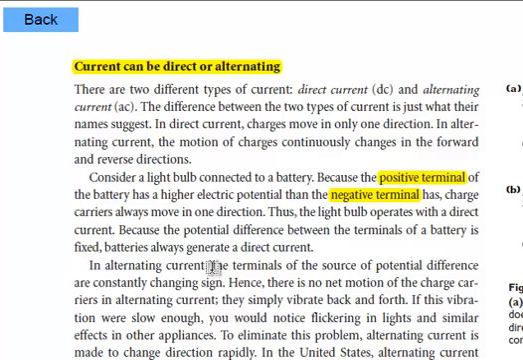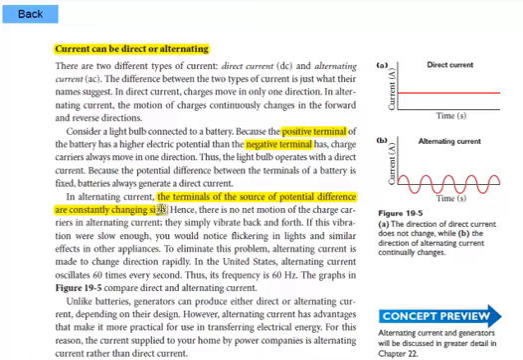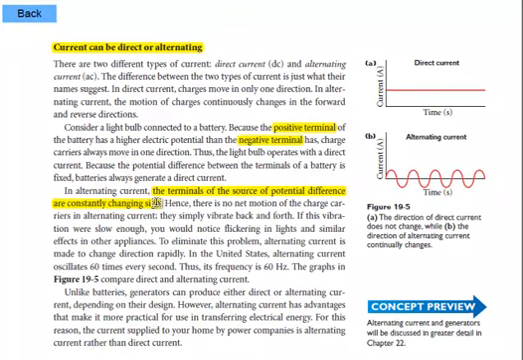In AC, though, the terminals of the source are constantly changing sign. In other words, they're going negative, positive, negative, positive, back and forth, for the US at a frequency of 60 hertz, or 60 times per second. So the charges are always in motion, but they go one way and then the other, alternating their directions back and forth.